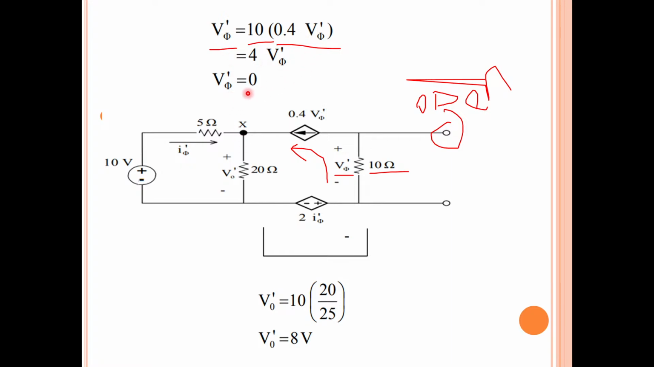Both sides have V5 dash, so what value do we get? We won't get any value other than V5 dash being 0. Therefore, V5 dash is 0. That's it.